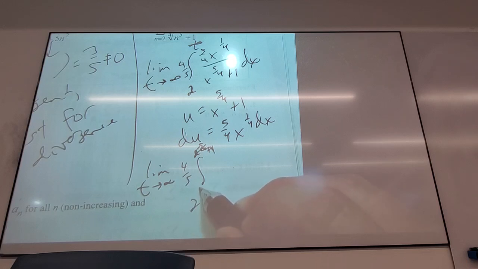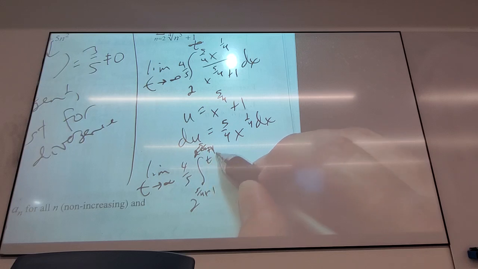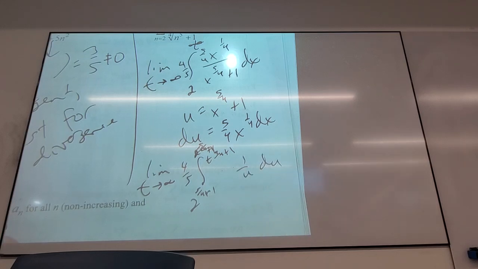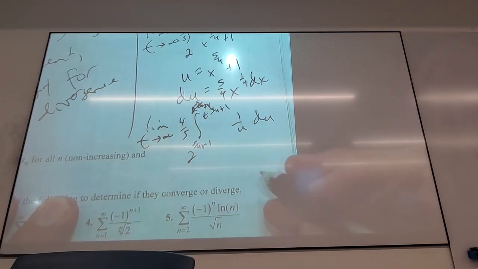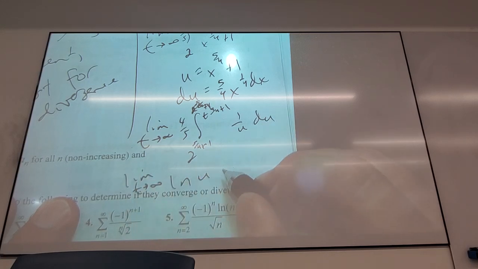So 2 to the 5/4 plus 1. When x is t, this is t to the 5/4 plus 1, yes? And inside I've got 1 over u du. So that's the natural log. Yes, 4/5. The constants almost don't matter because all that matters is, does it go to infinity or not? Yes? So this is 2 to the 5/4 plus 1, t to the 5/4 plus 1.